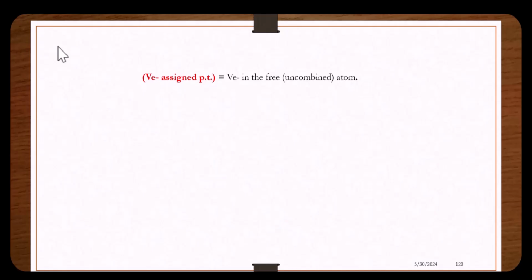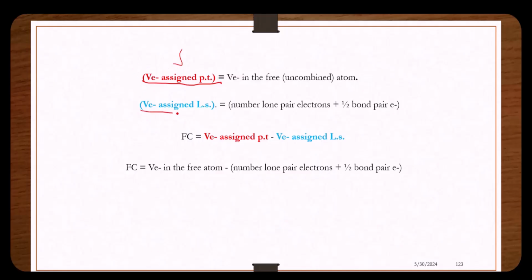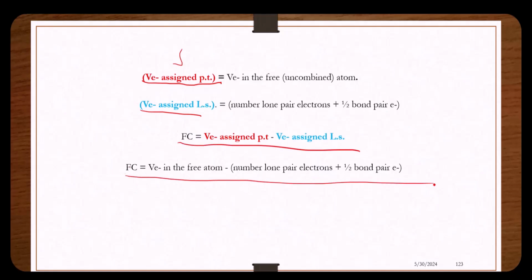We know what valence electrons are in a free atom, and we know how to get them. And we know what valence electrons are that are assigned to a Lewis structure, and we know how to get them. We know how to calculate the formal charge, which is done by subtracting the valence electrons on the Lewis structure from the valence electrons of a free atom. We use these abbreviations to describe what each valence electron was, and if we plug those into the formula right here, we can get this final formula, which would describe how to get the formal charge.